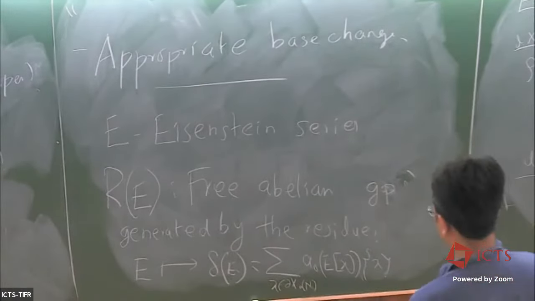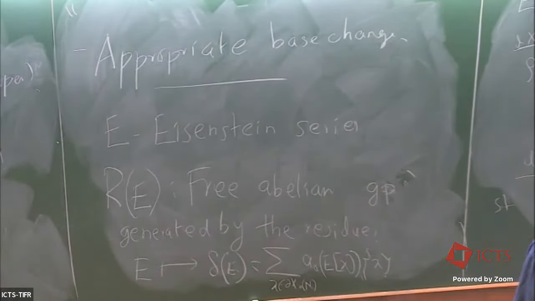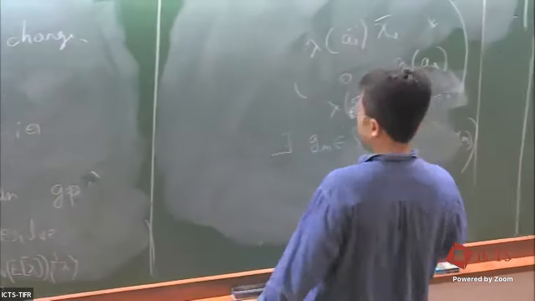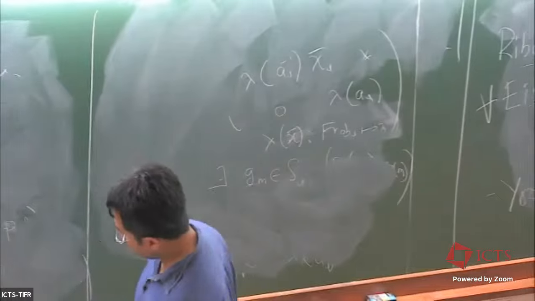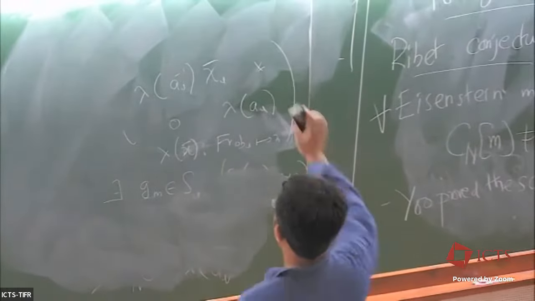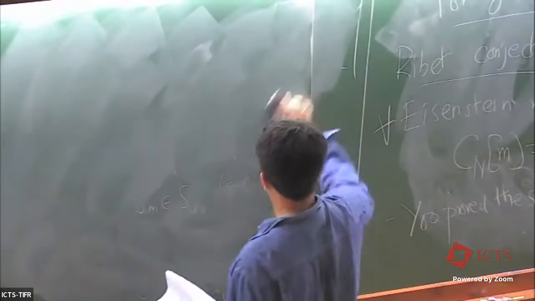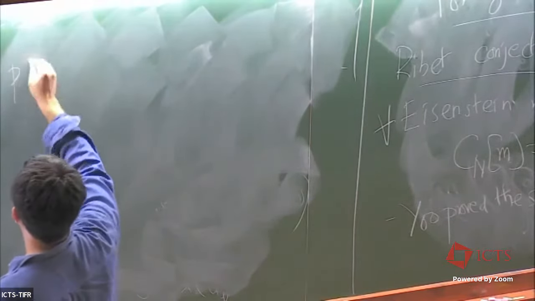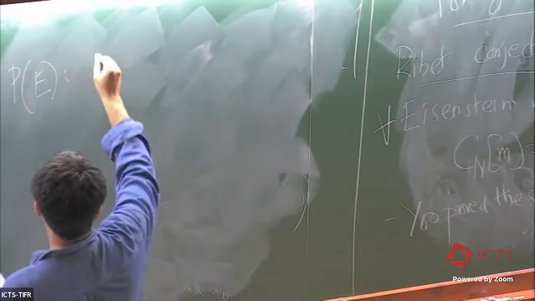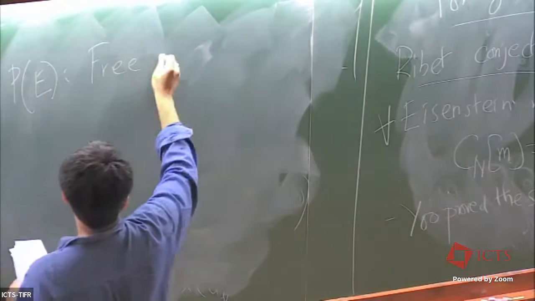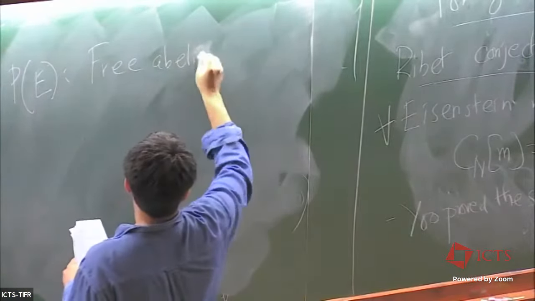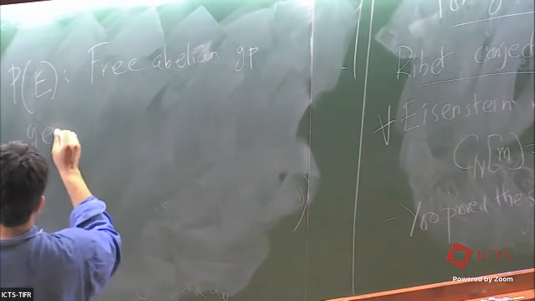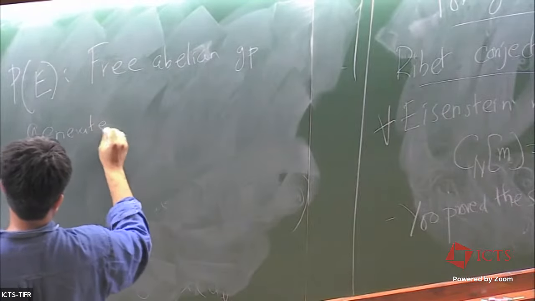So now this is a free abelian group, and inside this is not a finite group. For every cusp there is a contribution. So these A naughts may not be defined over Q. Okay, and then you have this P, the abelian group generated by periods.